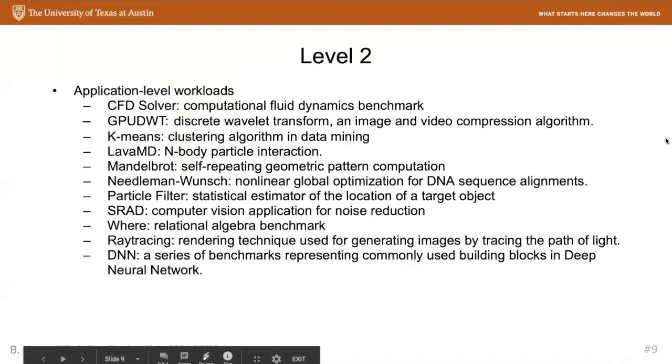Here is an overview of the Level 2 benchmarks. This level covers a wide range of application domains such as fluid dynamics, video compression, and computer vision. These applications come from a variety of sources, including Rodinia and SHOC. To find more information about these benchmarks, please refer to our paper for more details.